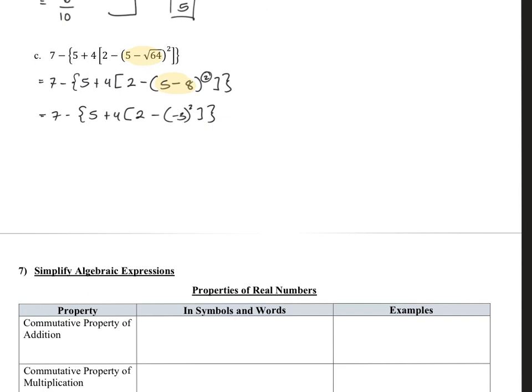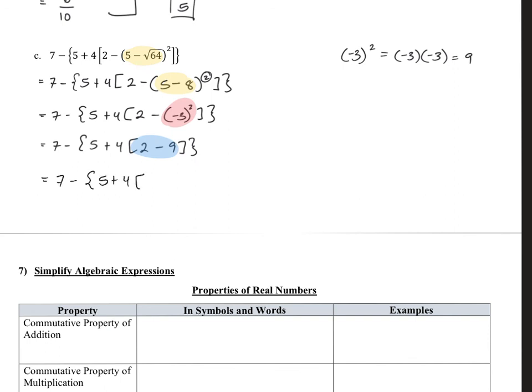Alright, so next thing, we've got to do the exponent. So that's going to be negative 3 squared, which is negative 3 times negative 3. Negative times negative is positive, and 3 times 3 is 9. So this is 7 minus squiggle 5 plus 4 times 2 minus 9 squiggle. Whew, alright, I'm making it through. Next we have 2 minus 9. We can do that. That's going to be negative 7. So 5 plus 4 times negative 7.